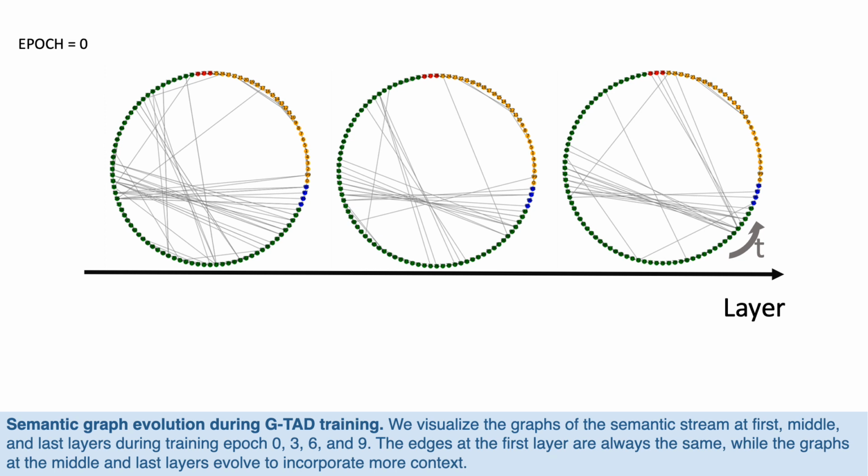This demonstrates semantic graph evolution during G-TAD training. We visualize the graphs of the semantic stream at first, middle, and last layers during training epochs 0, 3, 6, and 9. The edges at the first layer are always the same, while the graphs at the middle and last layers evolve to incorporate more context.